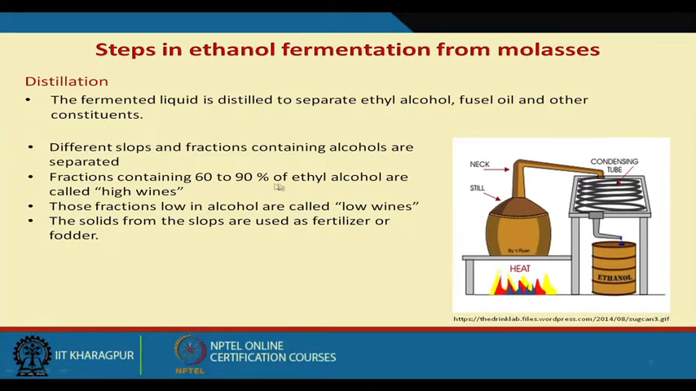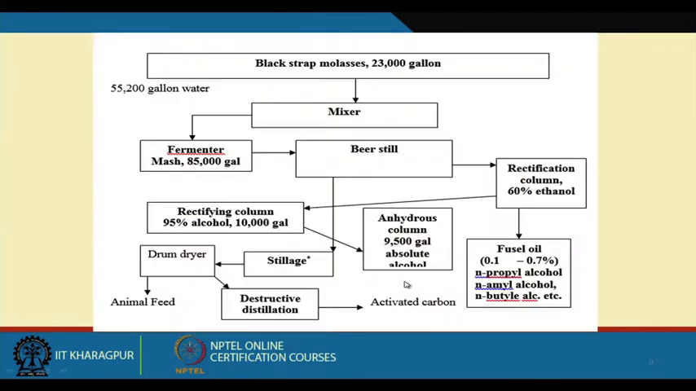Fractions containing 60 to 90% alcohol I call the high wine, and those fractions with low alcohol we call low wine. The solid from the slopes is used as fertilizer and fodder, because after the separation of the alcohol, whatever remains is called stillage, which can be used as a fertilizer or fodder, or it can be used as a raw material for an anaerobic fermentation process for the production of methane and carbon dioxide.